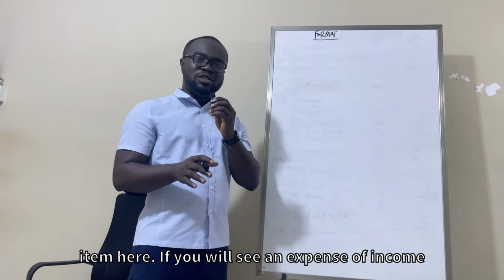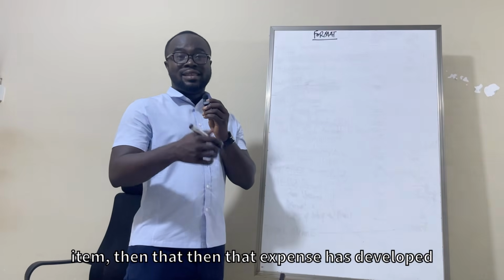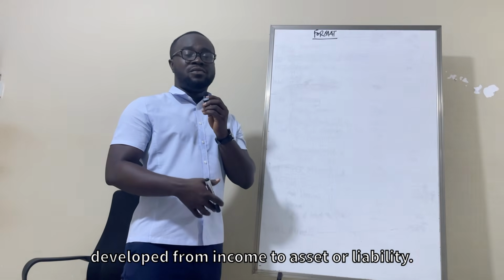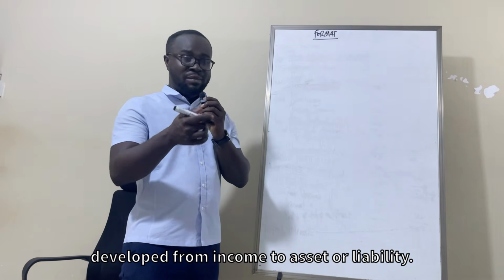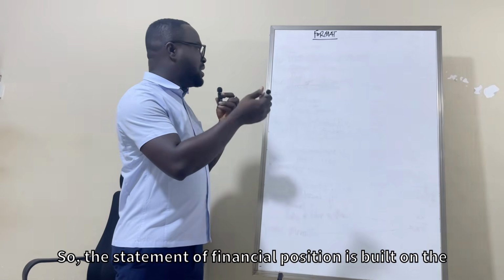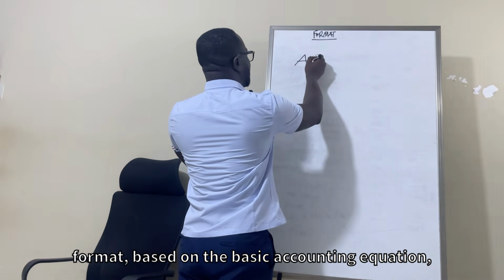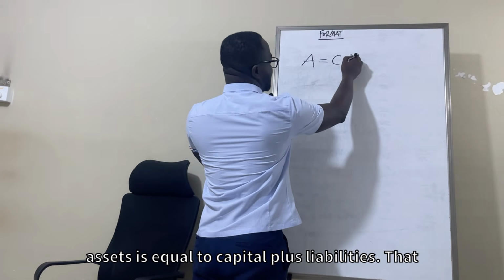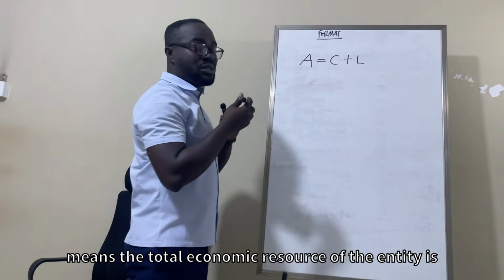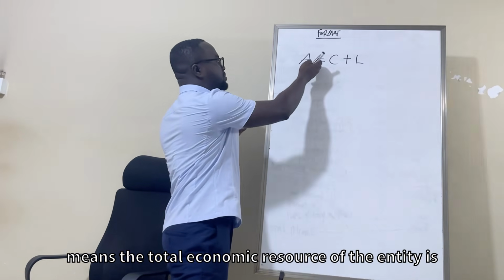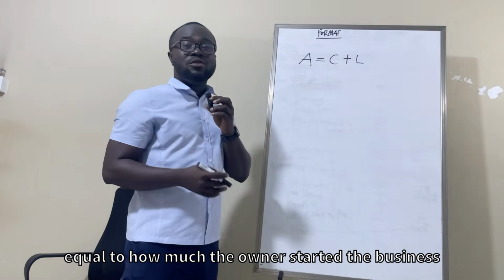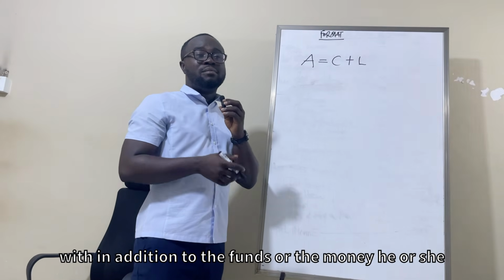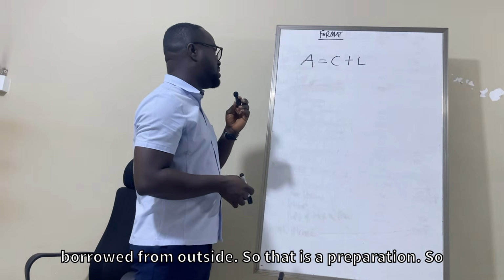If you see an expense or income item, then that expense has developed into either an asset or a liability, or the income has developed from income to an asset or liability. So the statement of financial position is built on the format based on the basic accounting equation: asset is equal to capital plus liabilities. That means the total economic resource of the entity is equal to how much the owner started the business with, in addition to the funds or the money he or she borrowed from outside. So that is the preparation.